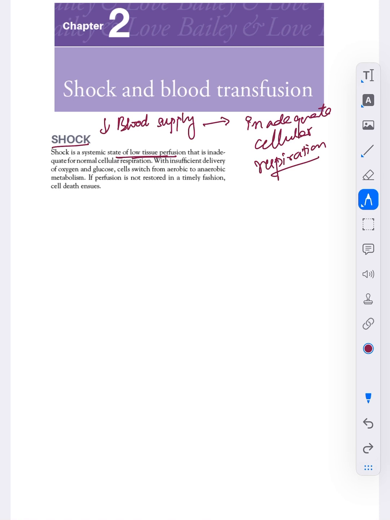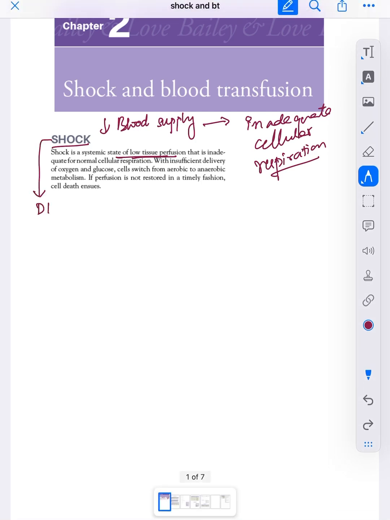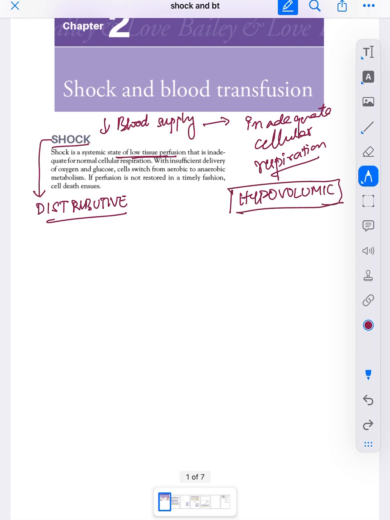But before going into all of those, let's just understand the pathophysiology between two major types, okay? The distributive shock and the hypovolemic shock. If you understand the basic pathophysiology between these two shocks, you will be able to answer most of the questions from this chapter. Okay, so what is hypovolemic shock? The name itself is telling us there is hypo, decreased volume of the blood. The blood volume is low.